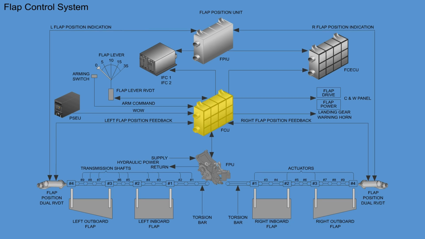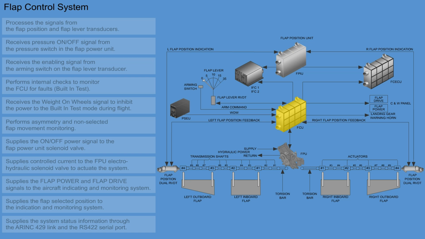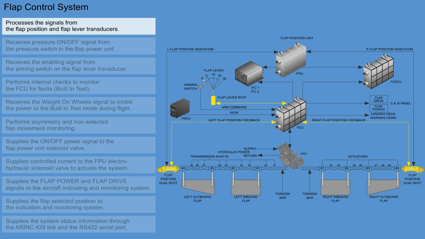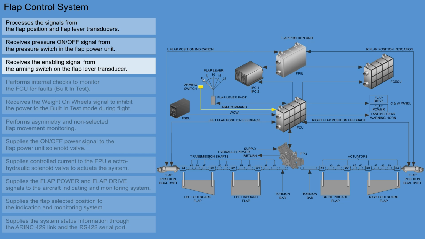The flap control unit, FCU, is a microprocessor-based controller located below the cabin floor. The FCU performs the following functions: processes the signals from the flap position and flap lever transducers to monitor the actual flap position and control the flap movement to the new position. Receives a pressure on-off signal from the pressure switch in the flap power unit. Receives the enabling signal from the arming switch on the flap lever transducer.